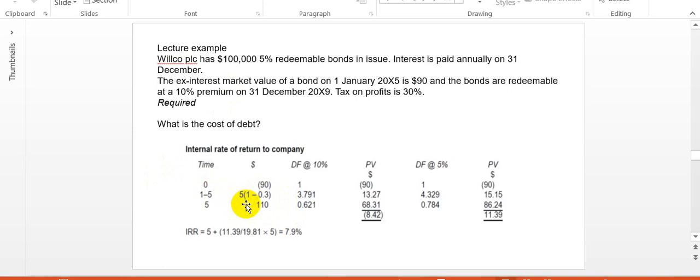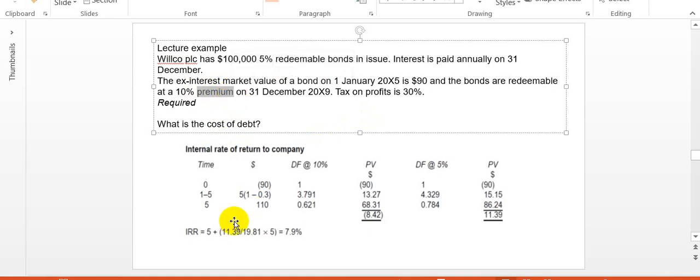If the question says the bond will be redeemable at a discount, it will be 100 minus whatever discount you are given. If we had a discount here instead of premium, then it would have been 100 minus 10, so we would have had 90 in year 5. Thirdly, the bond can be redeemed at par. The question says the bond is redeemed at par. Par is 100. So here you would have 100. So again, pay attention to what the instructions are giving you, whether it's at par, discount, or premium.